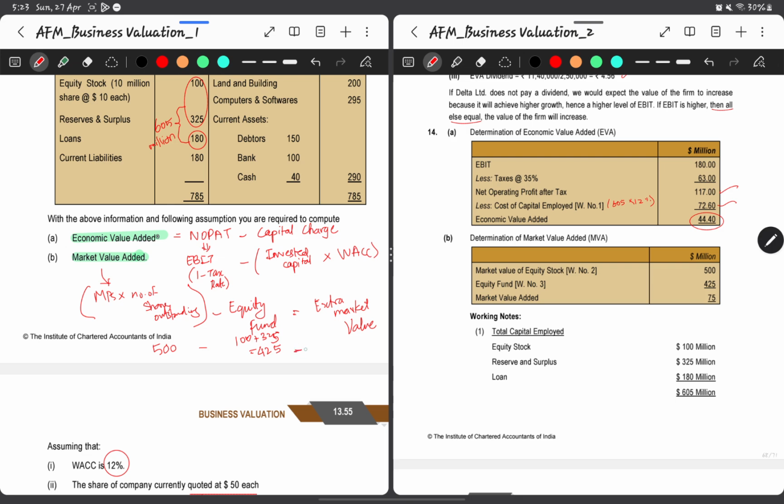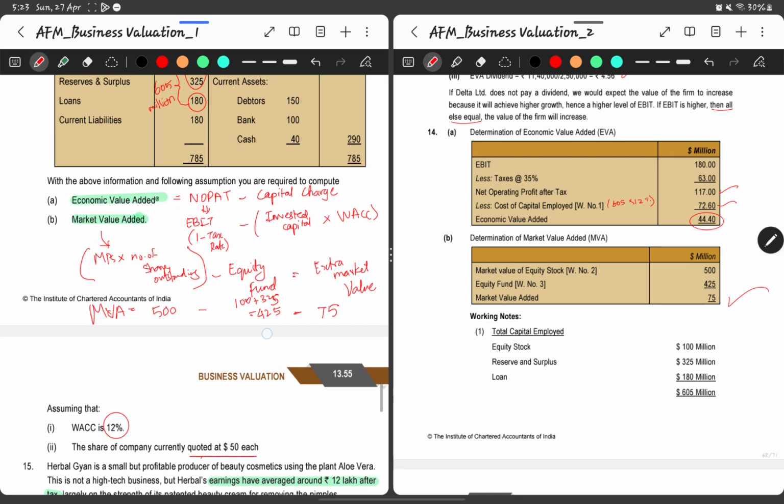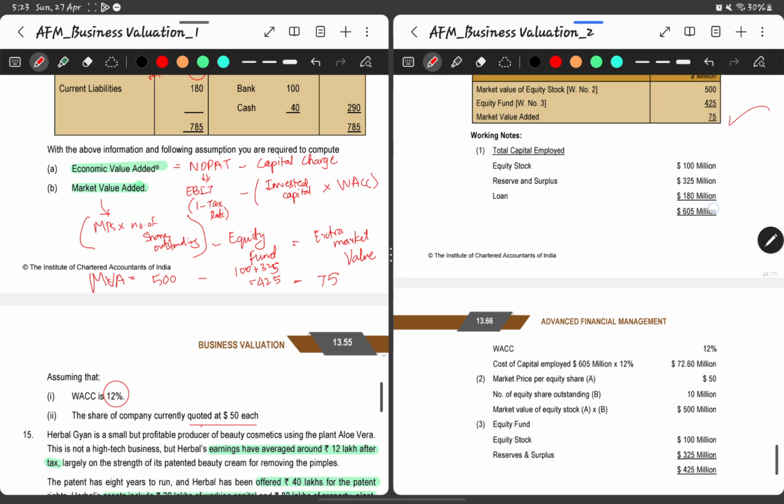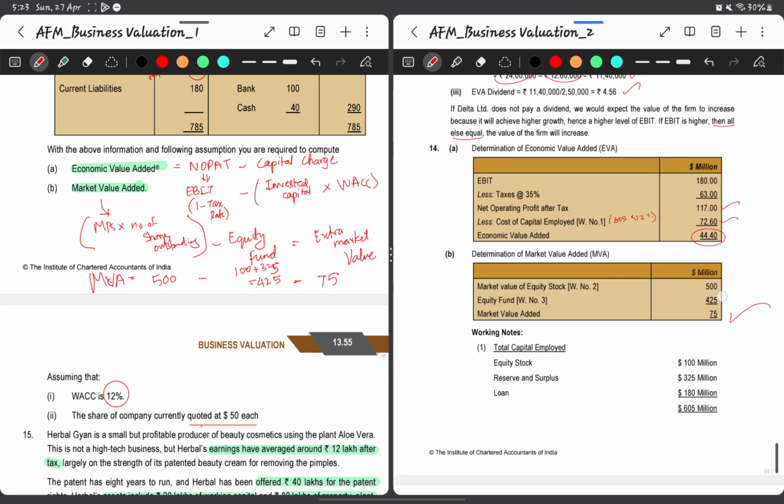500 minus 425 is 75, nothing but the extra market value it is creating. So market value added, MVA, is 75 in our case. Yeah, that's it. Thank you.